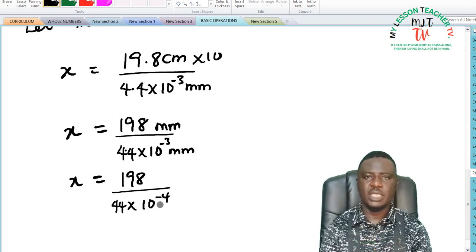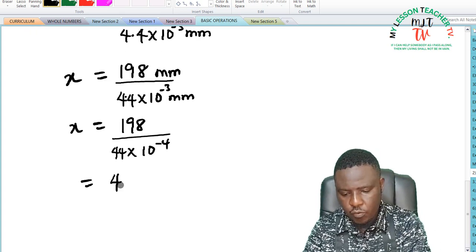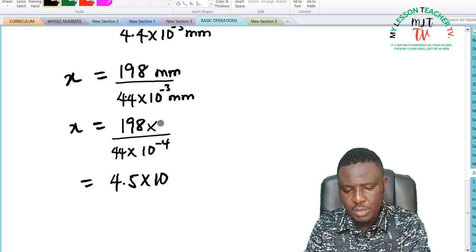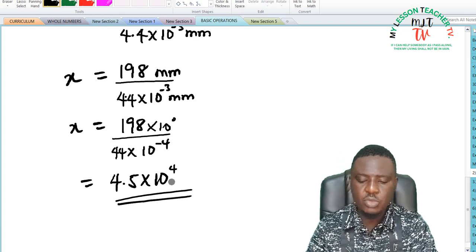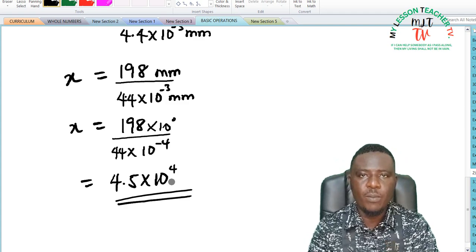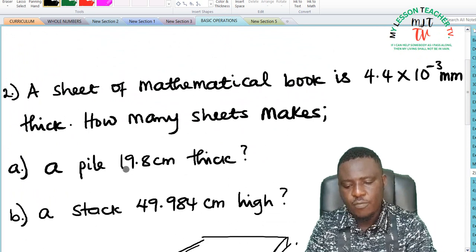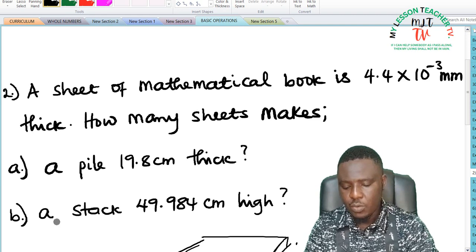When you divide 198 by 44, what will you get? This is equal to 4.5 times 10 raised to the power of, this is times 10 raised to the power of 0. 0 minus minus 4 gives us plus 4, and our answer is plus 4. So we are going to have 4.5 times 10 raised to the power of 4 number of sheets to give us a thickness of 19.8 centimeters.